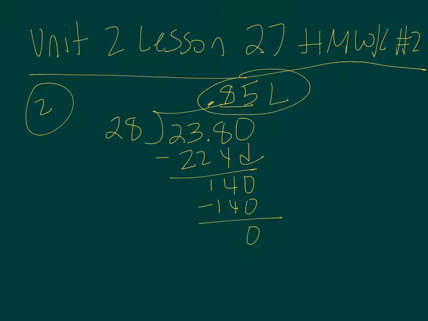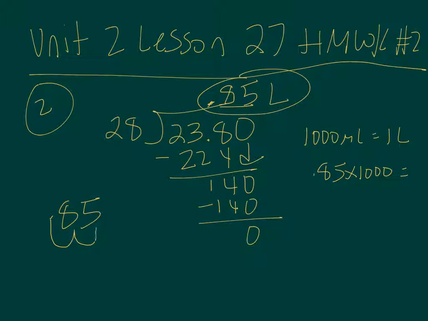Then there's the last question of the problem. How many milliliters did they use each day? Well, we know that there are 1,000 milliliters in 1 liter. So we must do 0.85 times 1,000 to figure out how many milliliters. Well, when you multiply it by 1,000, you're taking that decimal point and moving it 1, 2, 3 places to the right because your number's getting bigger. So the answer is 850 milliliters.